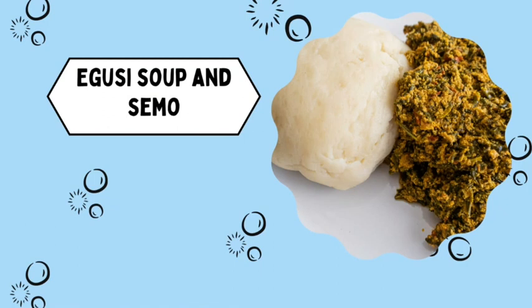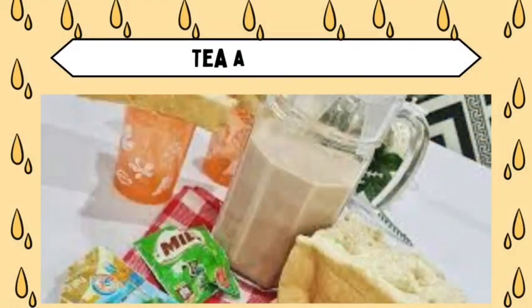The first example we're going to look at is egusi soup and semo. Yes, this is very delicious. And guess what? Egusi soup can also be eaten with eba. It is very delicious. The next we have is tea and bread.